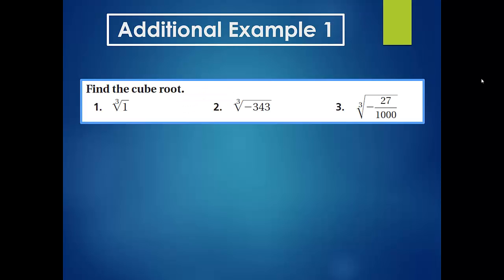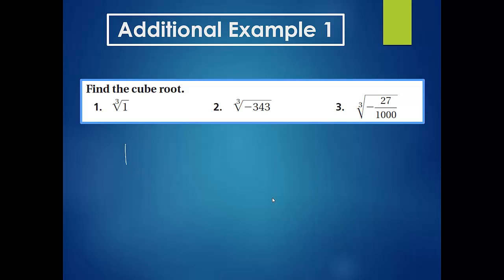Now we have an additional example. You can pause the video and try it on your own, or you may follow along. We're going to find, on number 1, the cube root of 1. 1 times 1 times 1 gives us 1. So the cube root of 1 is 1.